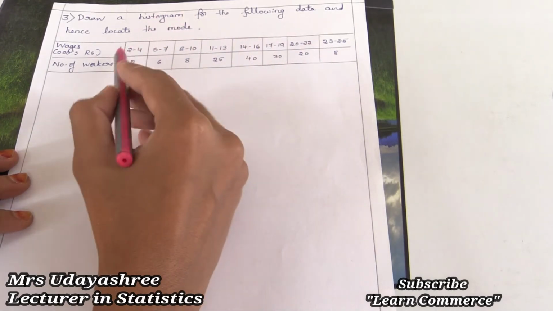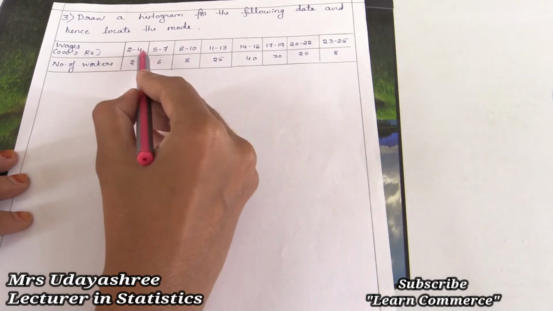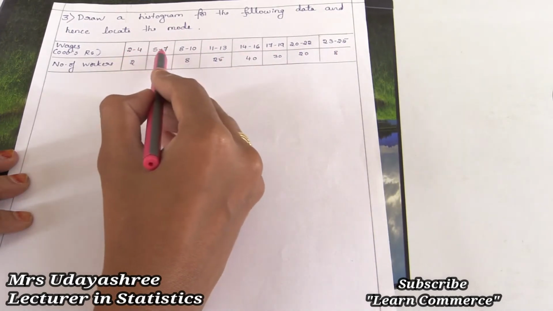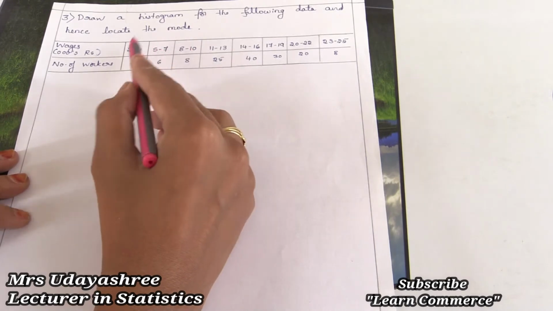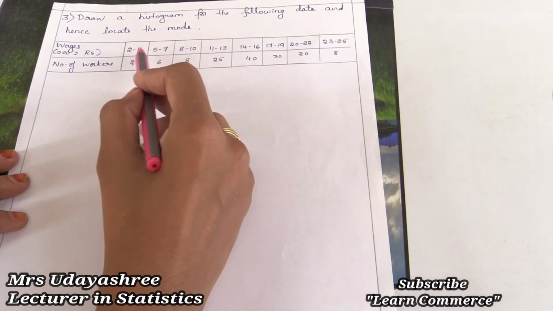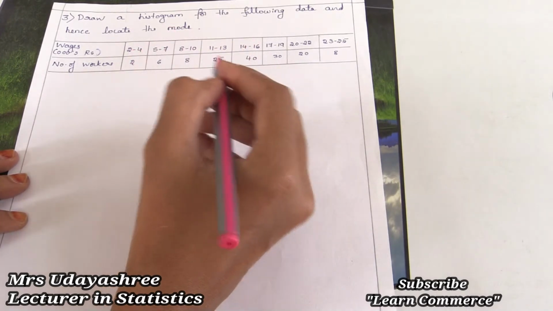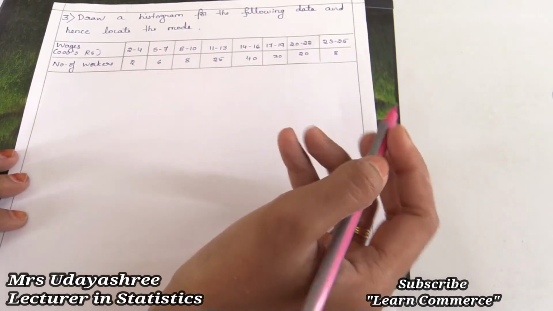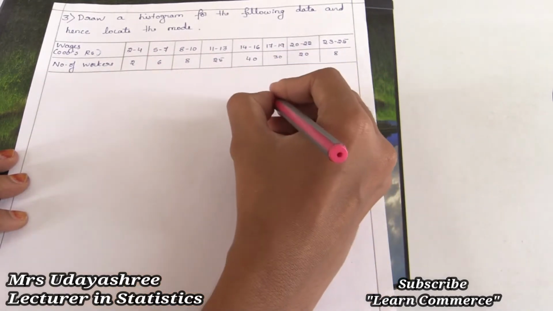And see here the class intervals are like this, 2 to 4, 5 to 7, like that. Here the given class intervals are inclusive class intervals. So we need to convert this inclusive class interval into an exclusive class interval using the correction factor. And the correction factor is like this.